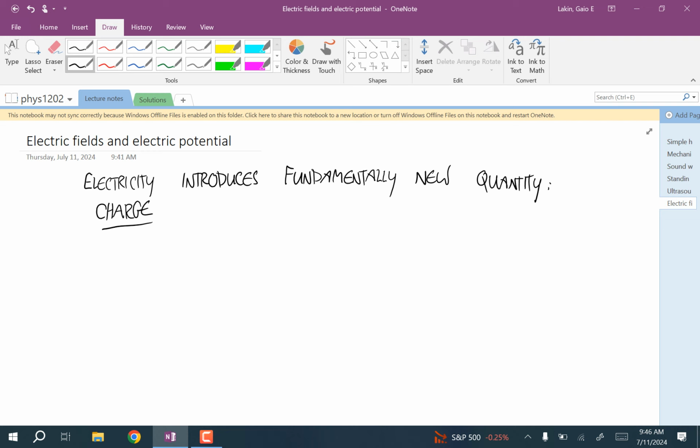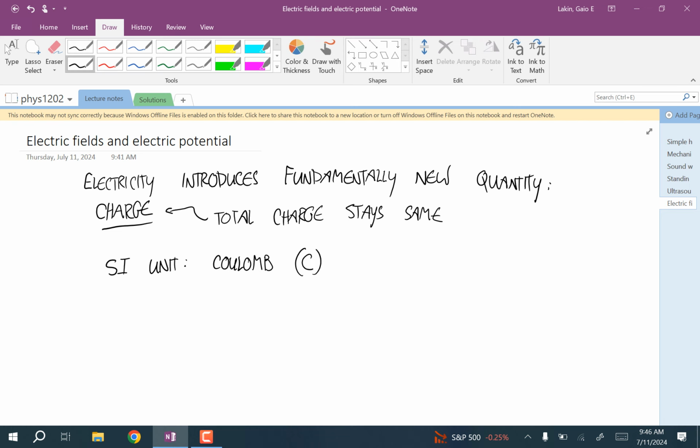One thing about charge is it's conserved. Charge isn't created or destroyed, so total charge always stays the same. And the SI unit for charge is called the coulomb. It's abbreviated with a capital C.